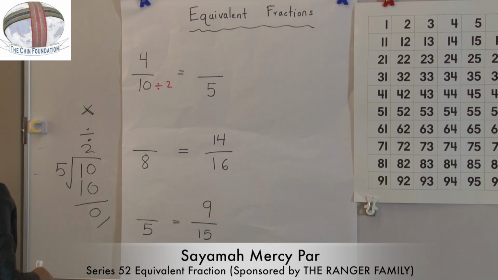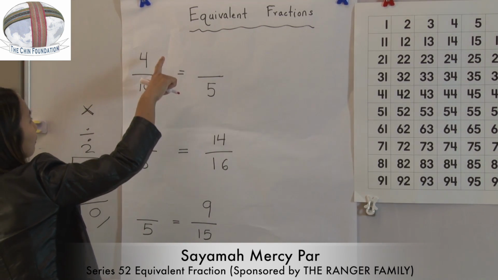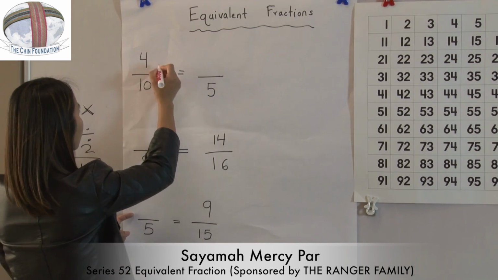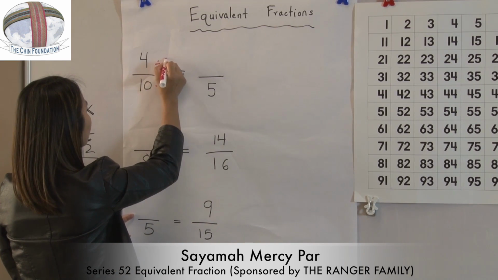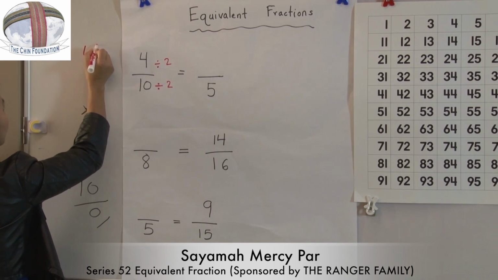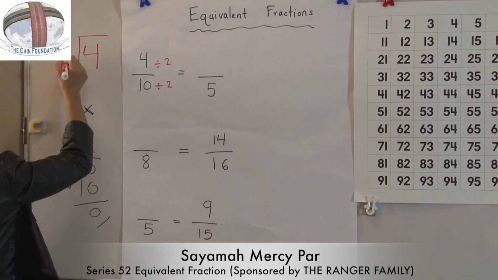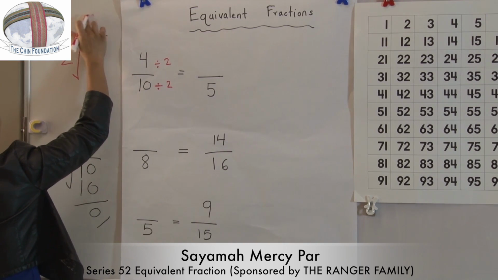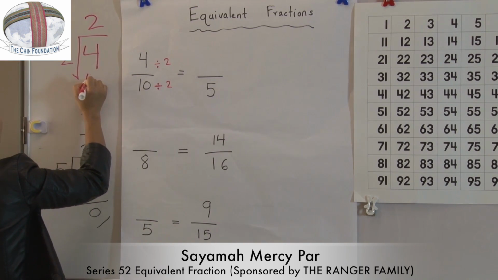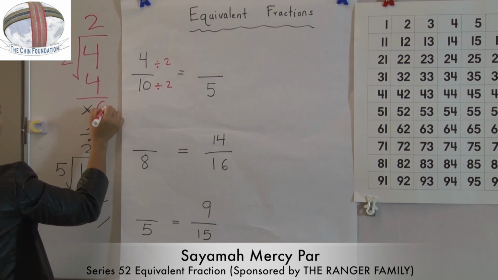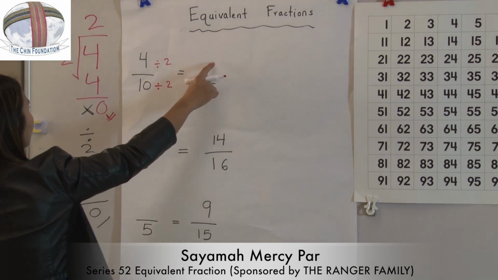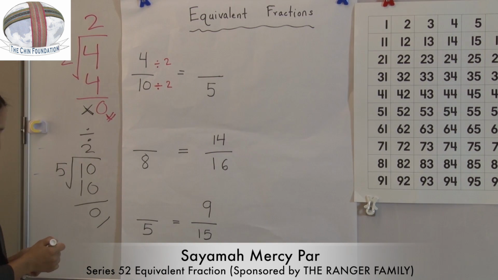We divide it. Okay, so if we divide here, we have to divide here too. Divide by 2, so this will be divided by 2. So let's see, 4 divided by 2. 2 times 1, 2 times 2 is 4. So what should we put here? 2.